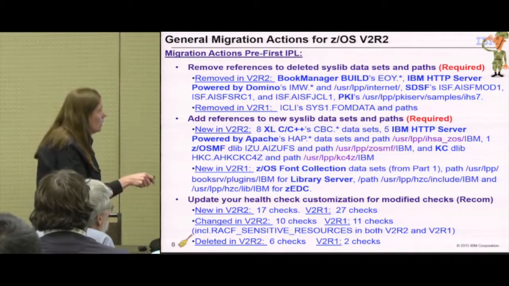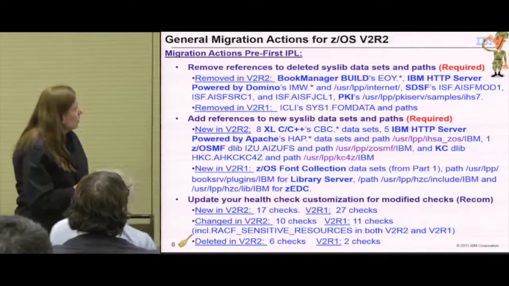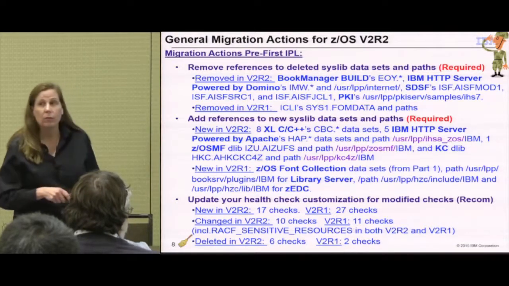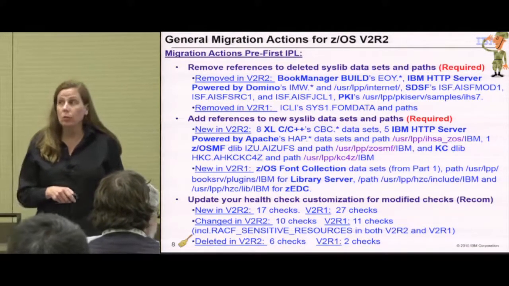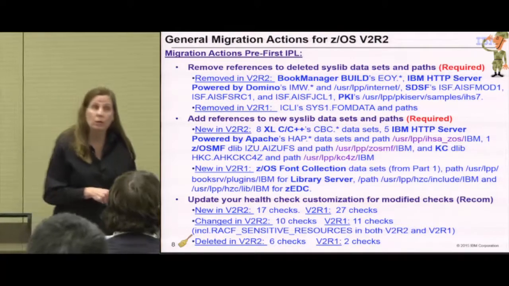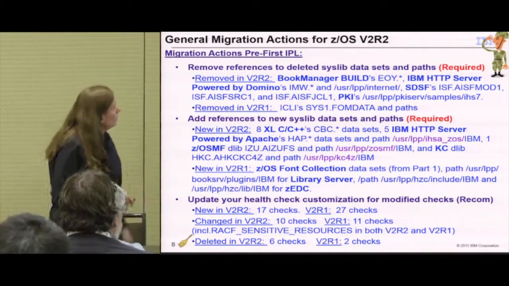Okay, so just be aware, it's IHSA _ZOS. Also for ZOSMF, we've got a new DLib, and the path there, you'll see user LPP ZOSMF for ZOSMF, and there is no VRM on that. It is a base element of ZOS, and ZOS does not get VRMs, if you haven't already noticed that.